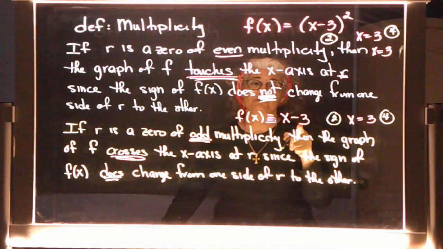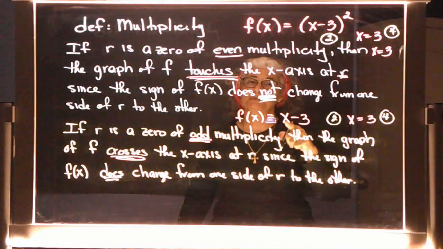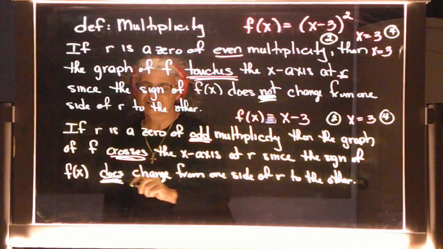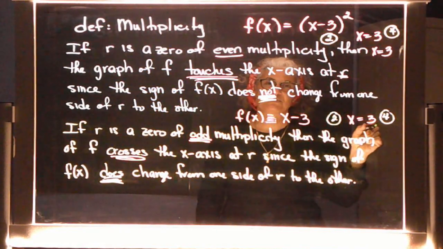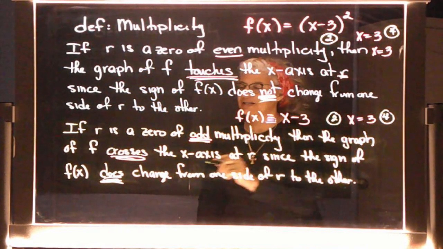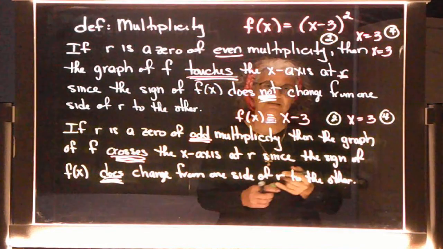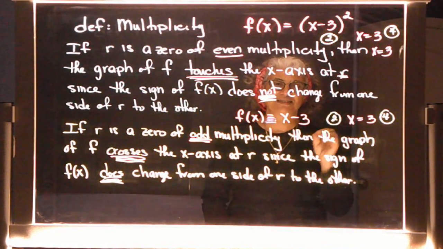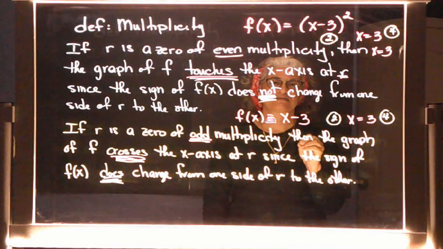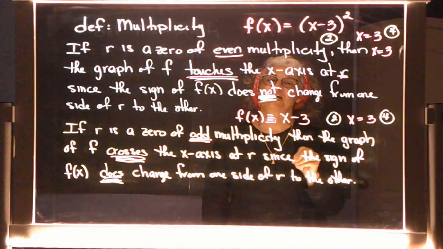Just -1, wouldn't you? If I took the 4 and plugged it in, what would you get? +1. The sign is changing from one side of the 3 to the other, which is why it's going to cross the x-axis in this particular case. Cool? Okay, hang in there.